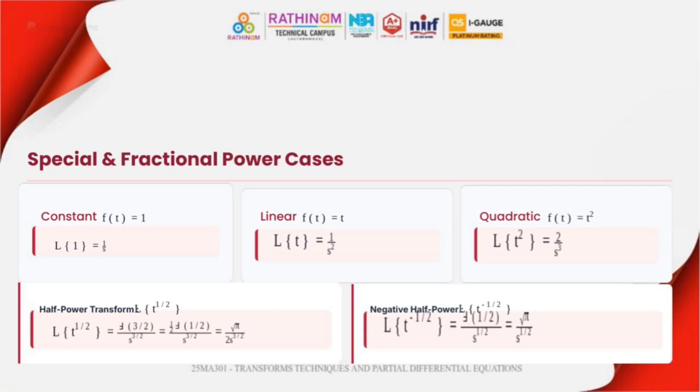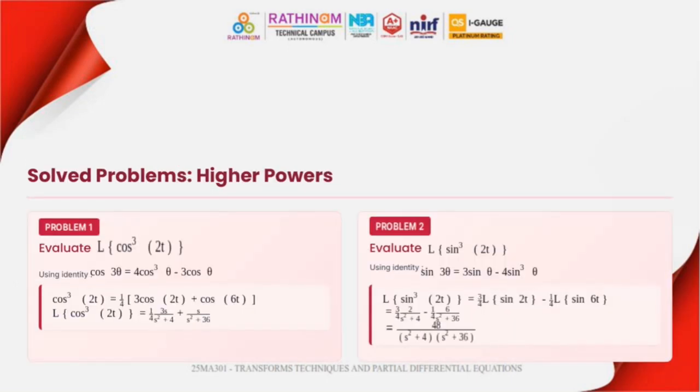Now, let's look at solving problems involving higher powers. We'll use a specific identity to simplify these expressions. First, we apply the identity to rewrite the problem in a more manageable form. Then, we evaluate the result step by step. This approach helps us handle powers that might otherwise seem complicated, breaking them down into something much easier to work with. It's all about recognizing patterns and using the right tools to make the math straightforward.